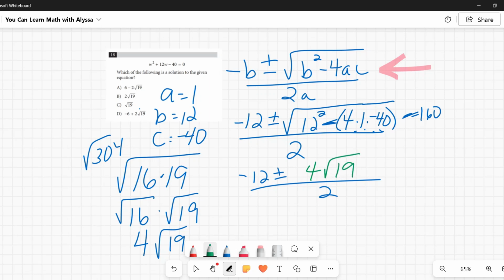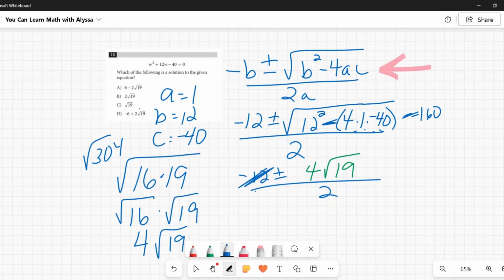And now I'm going to look for any factor that goes into these three constants. It has to go into all three of them for me to be able to take it out. If it just goes into two of them, no dice. It has to go into all three. 2 goes into negative 12, it goes into 4, and it goes into 2. So that's what I'm going to do. I'm going to take it out.